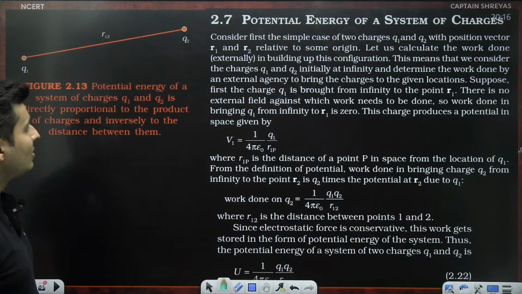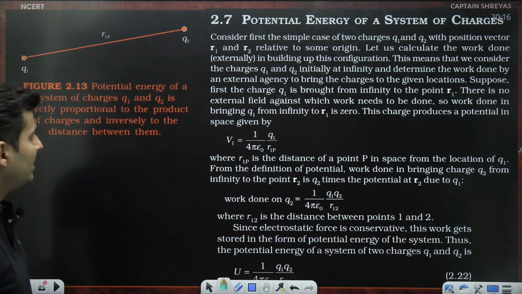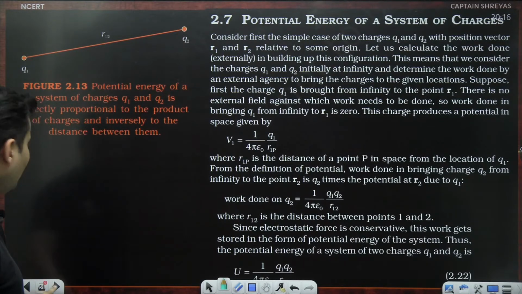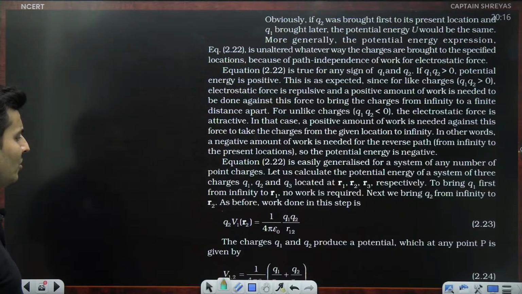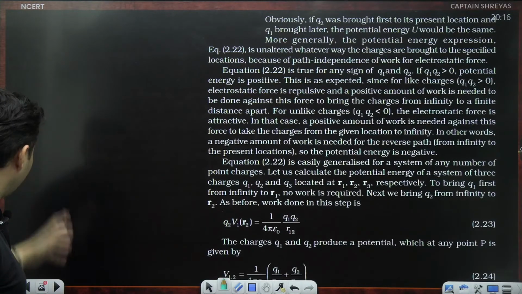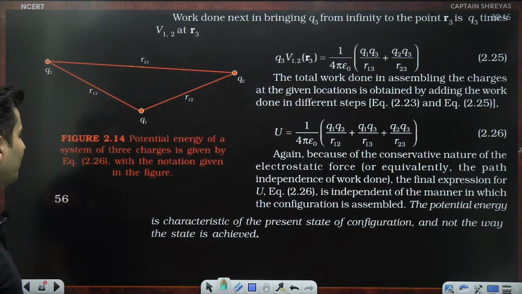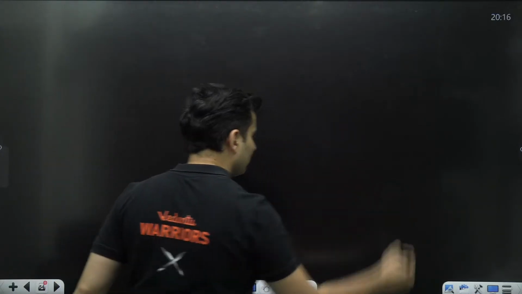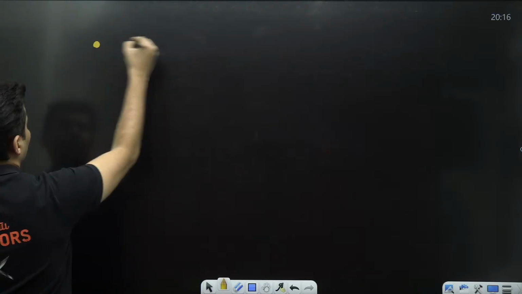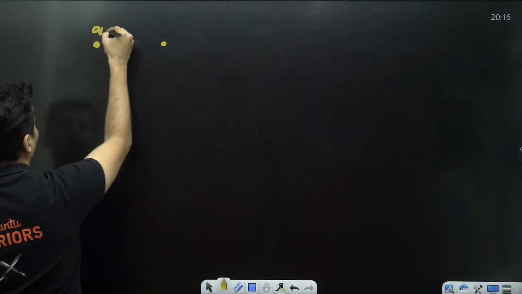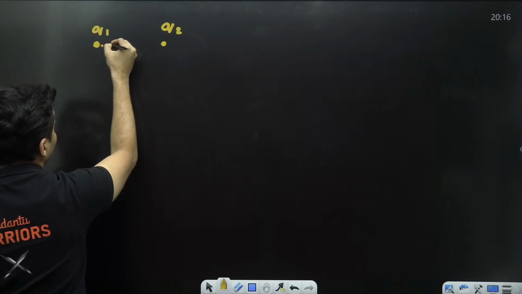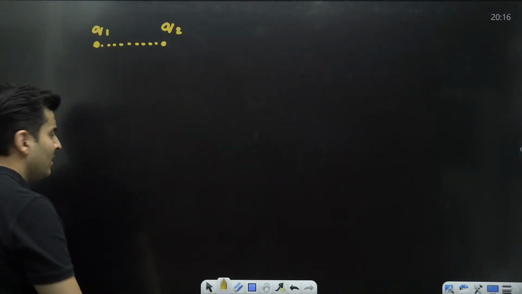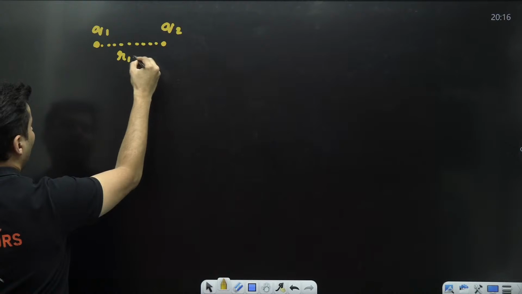So, potential energy due to multiple charges. They have given all these things over here. The main thing is, see, if you have been given two charges, let's say Q1 and Q2, there is some separation between them. I call it R12.